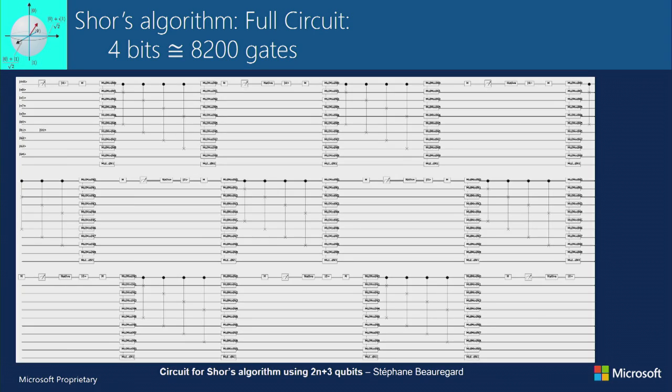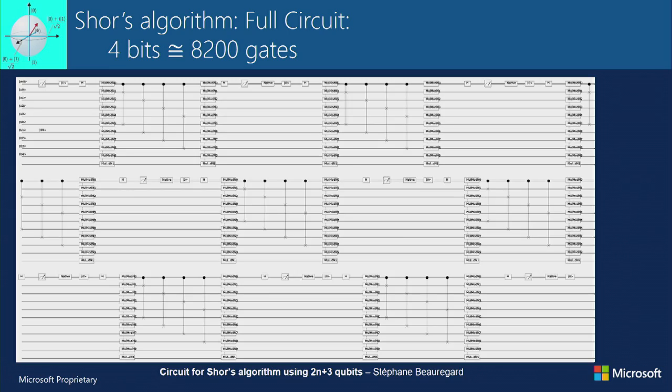Everybody who publishes Shor's algorithm factors the number 15. That's about as big as anyone gets. This is a high-level view of that circuit. There's 8,200 gates in it, but we've asked for a higher-level view.